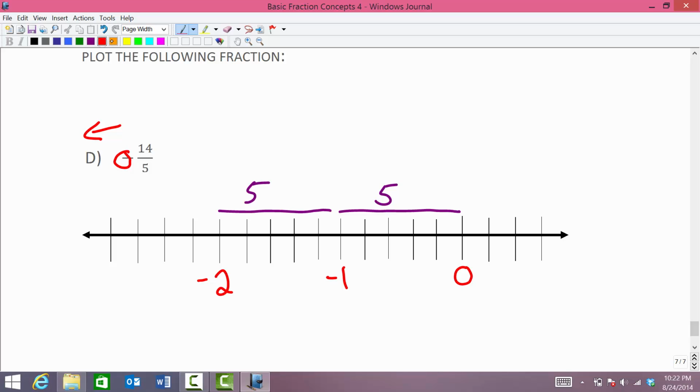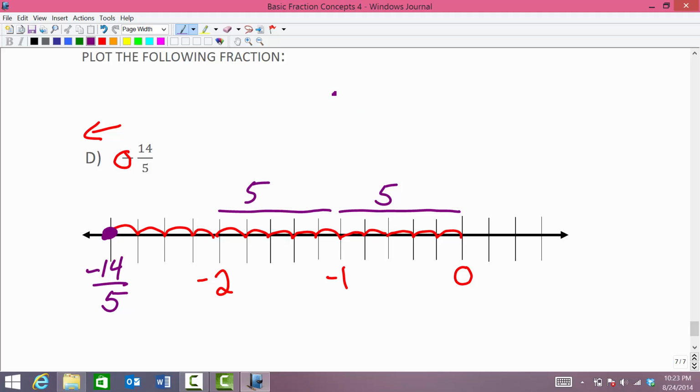Now how many of those pieces do we need to go? We need to go 14. So let's start at 0 and go 1, 2, 3, 4, 5, 6, 7, 8, 9, 10, 11, 12, 13, 14. So we need to go 14 units in the left-hand direction. So that gives us negative 14 over 5.